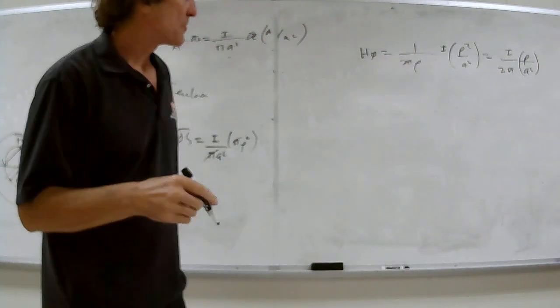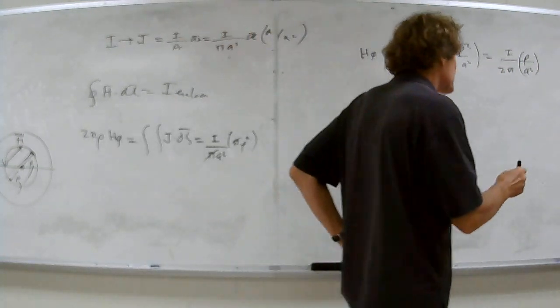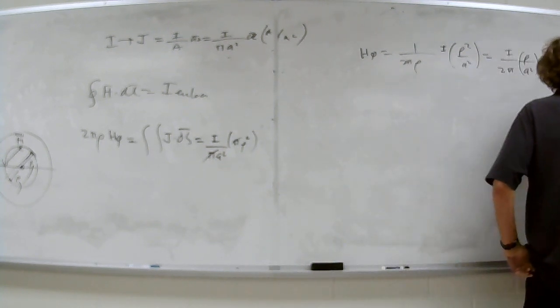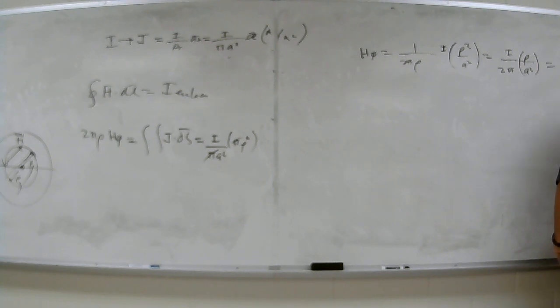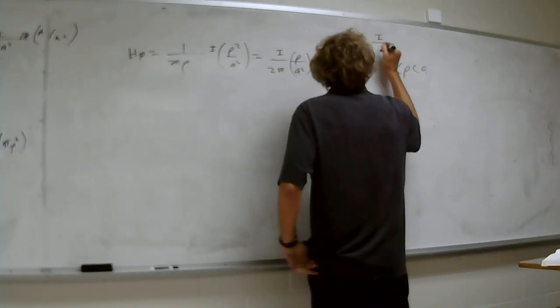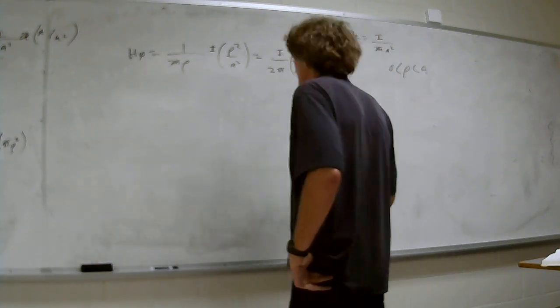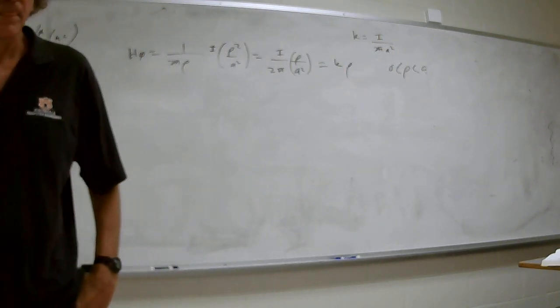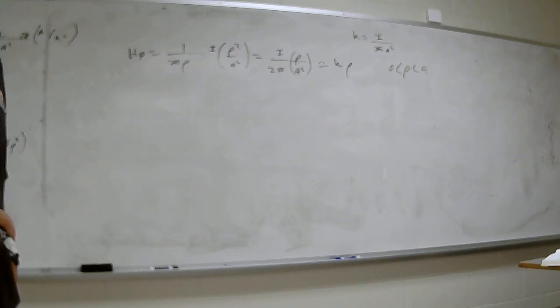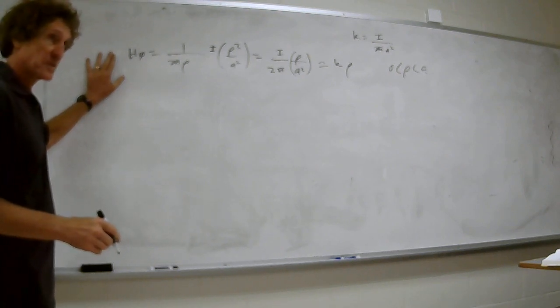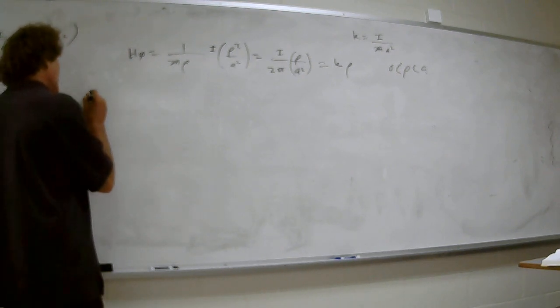Yep. I'm going to do myself a favor. I'm going to say this is really equal to some constant k times rho, for rho greater than 0 and less than a, and here I'll just make k equal to I over 2 pi a squared. That way I don't have to keep carrying all those constants around. Everybody agree with that? All right. Now, after that, next step, that's the H field. I'm going to get the energy density. Y'all follow me? What's the energy density that I put down?